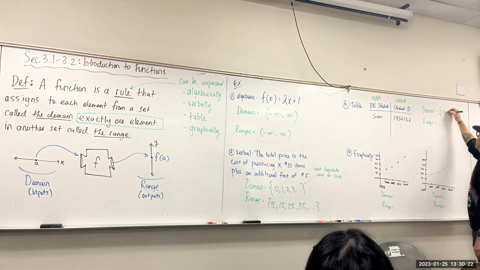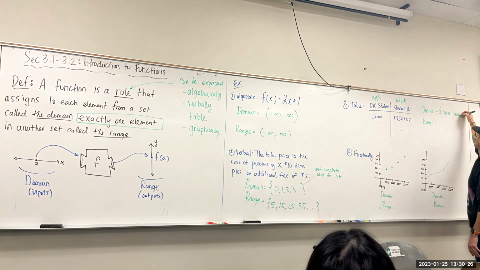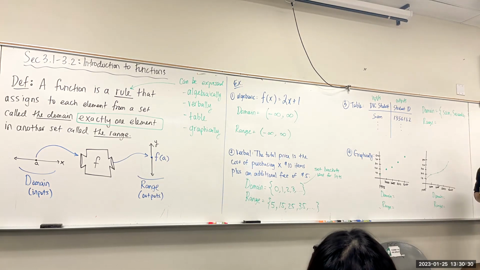So again, it's a big infinite list. What do I put here? Sam. I took a class, so I'm considered a student. And then so on. So it's a huge list of names. Big infinite list of names.